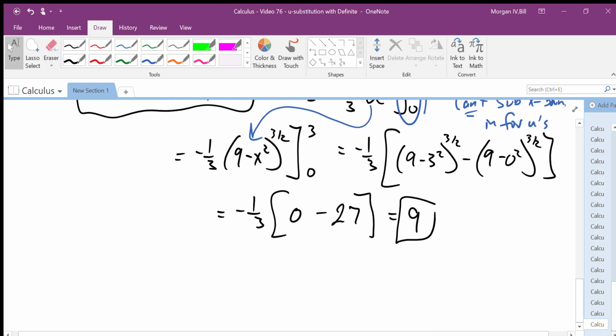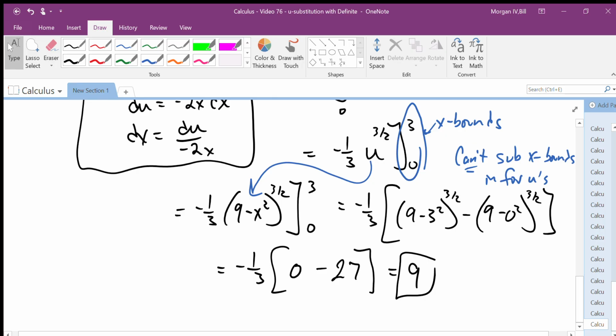My personal recommendation here is to pick one. Whichever one you think you'll work best with, pick one and stick with it. I think people get confused when they try to mix and match, changing the bounds sometimes and not other times. So at least as we're learning this, the first time around learning u substitution with definite integrals, pick one of the two methods and do that one only until you get used to it.